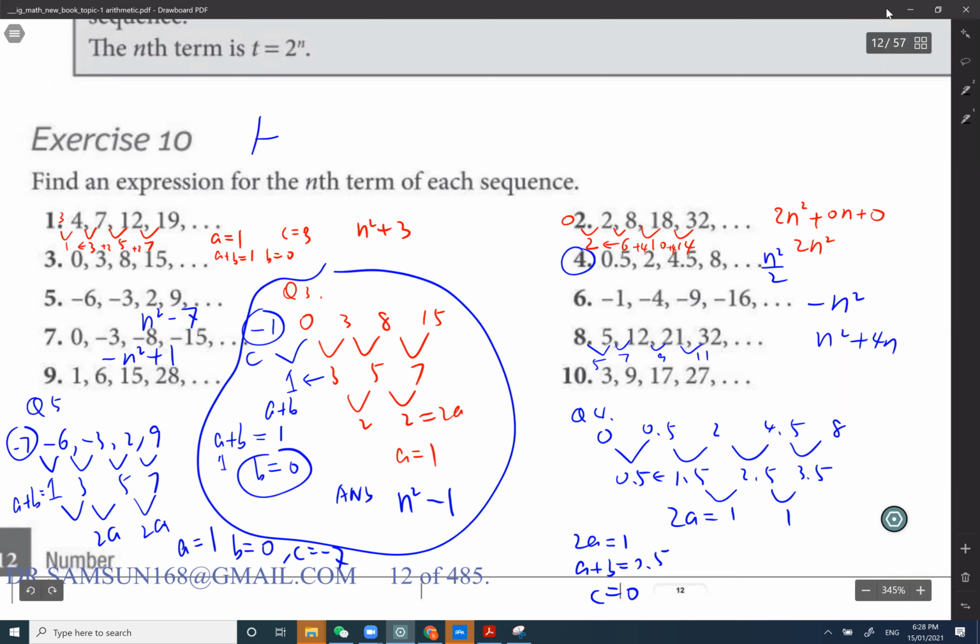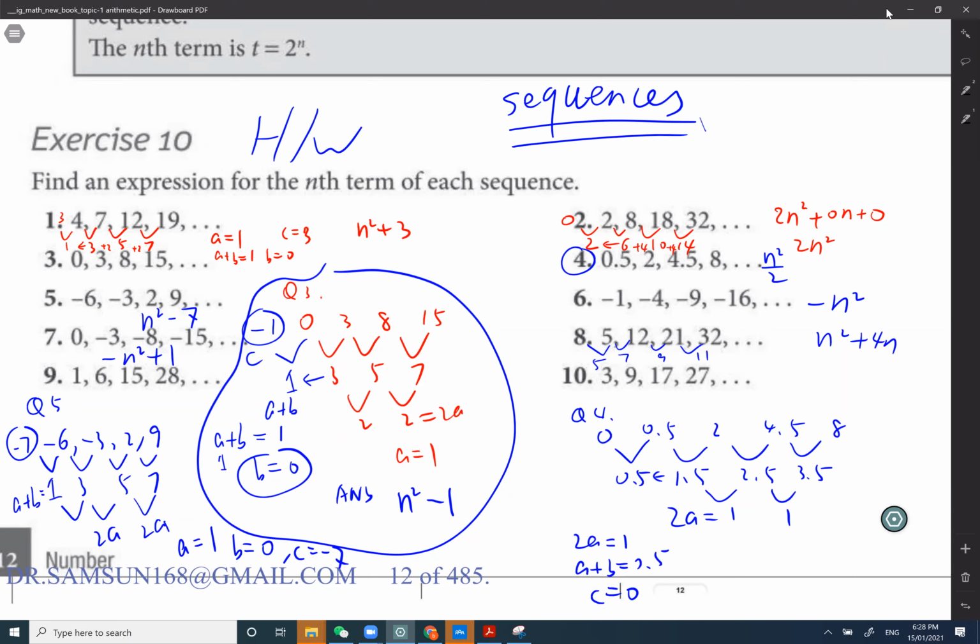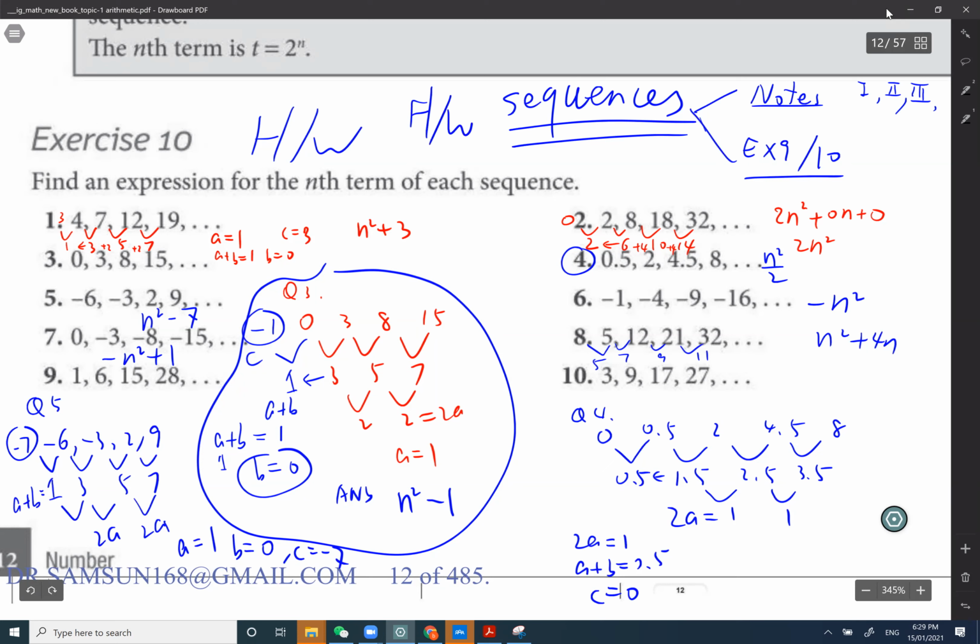Again, this part is homework. This week's homework is mainly sequences. We have several parts. The first part is our notes, I posted the picture in the WeChat group already. We have linear, exponential, quadratics, 3 types, and exercise 9 and 10. Those are homework.